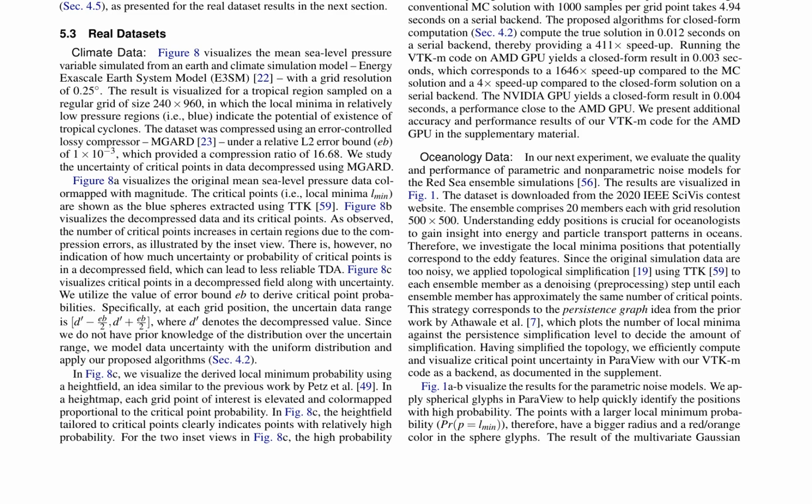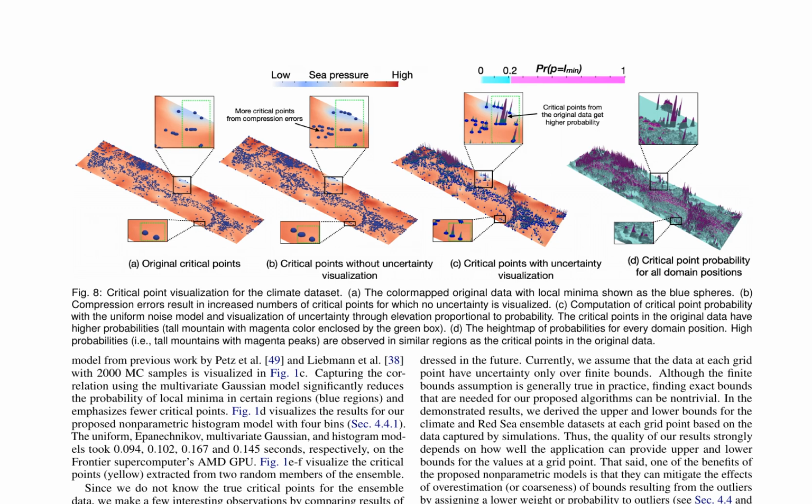They report significant speedups, including a 411 times speedup for the climate dataset and a 1646 times speedup for the oceanology dataset. The algorithm presented in this research efficiently computes critical point probability in closed form for both parametric and nonparametric uncertainty models with finite support. This method demonstrates enhanced accuracy and performance over classical Monte Carlo sampling.